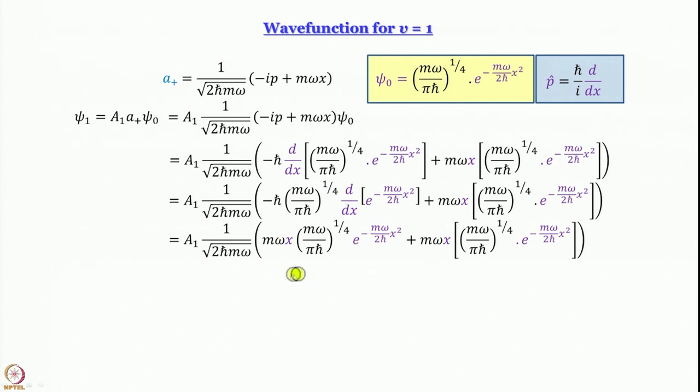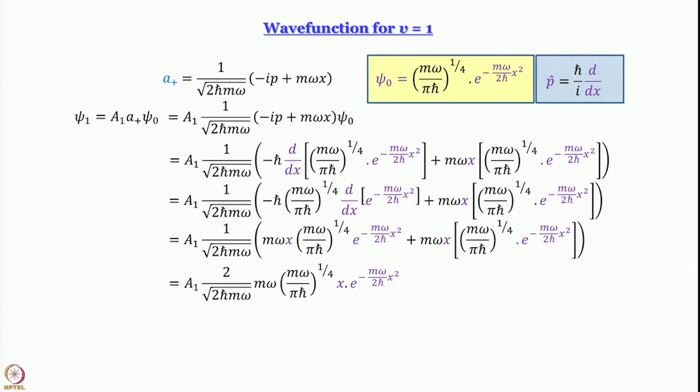So, this is what we have got: A 1 multiplied by 1 by root over 2 h cross m omega multiplied by the sum of these two terms. Well, the first term is m omega x multiplied by 1 fourth power of m omega by pi h cross, then multiplied by e to the power minus m omega by 2 h cross x square. The second term is also the same. So, you just add them up, 2 comes out and this is what you get.